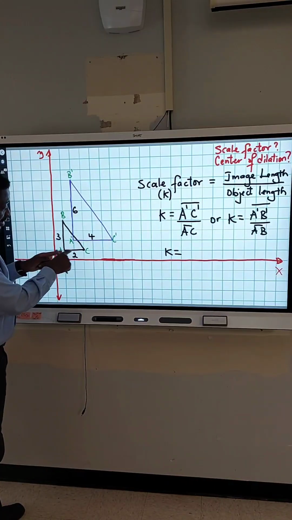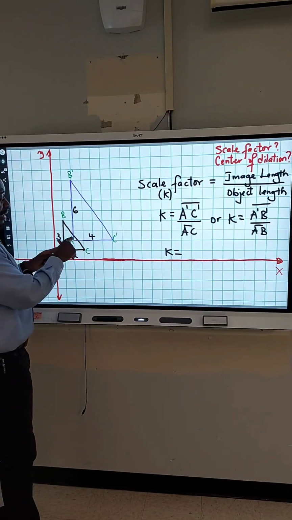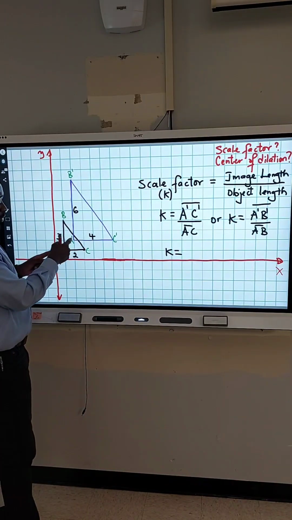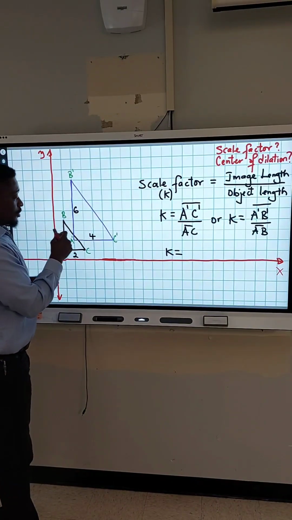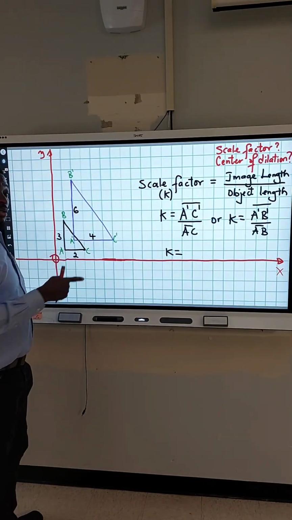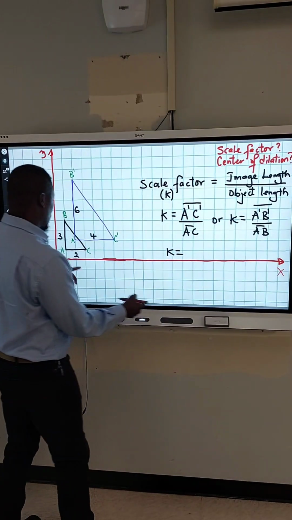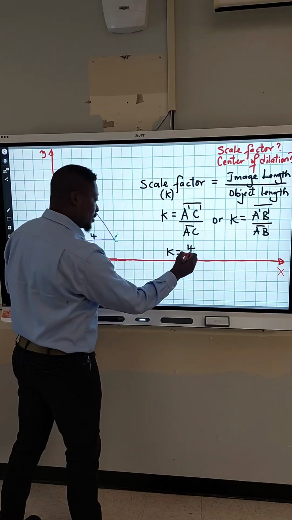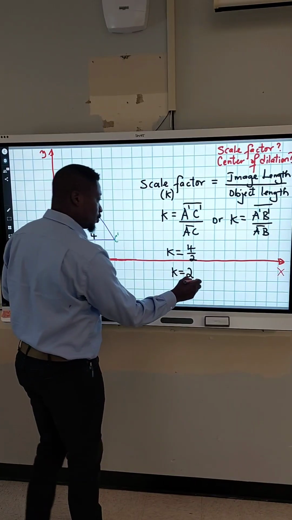Okay? So the side AC is only proportional to the side A prime C prime, and the side AB is only proportional to the side A prime B prime. So we can get our scale factor by dividing corresponding sides, which are supposed to be proportional. Okay? So using A prime C prime, we can do 4 divided by 2, and that will give us a scale factor of 2.